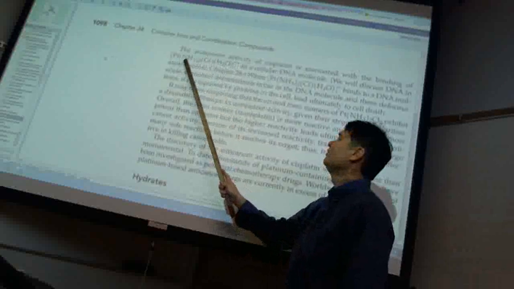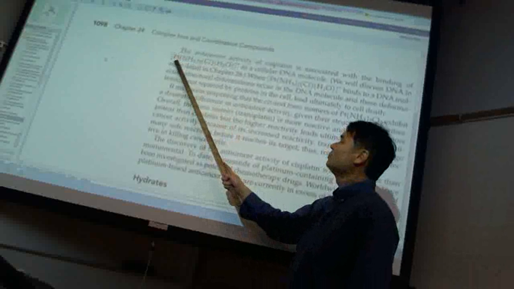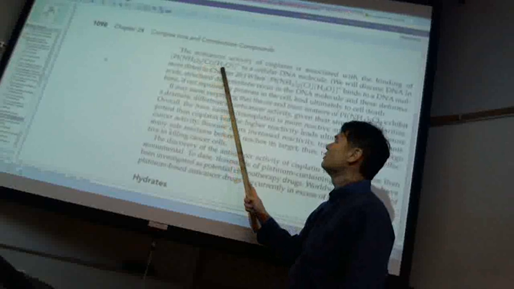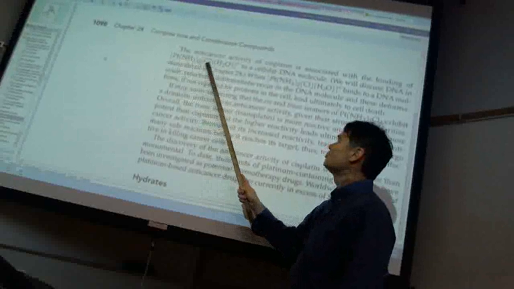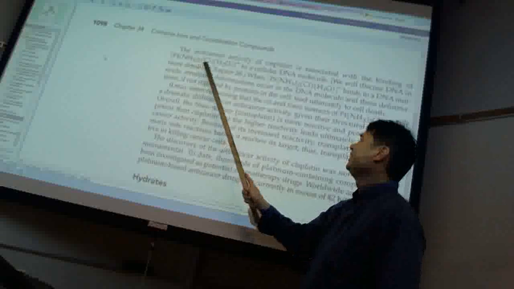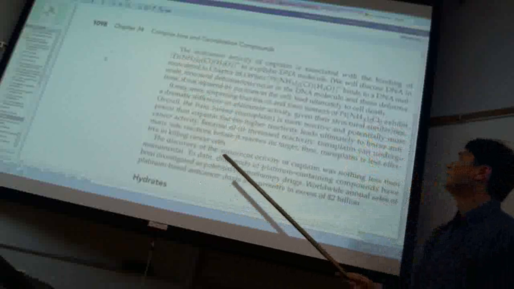1 or platinum 2? Platinum 2, because the platinum is 2+, amine's neutral, chlorine's -1, water's neutral. So 2 minus 1 gives us +1. So diamine, aqua, chloro, platinum 2.